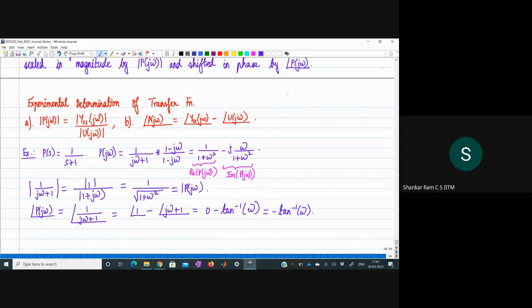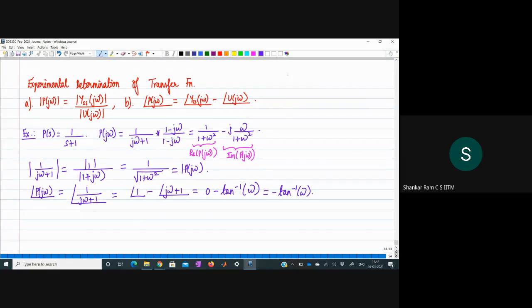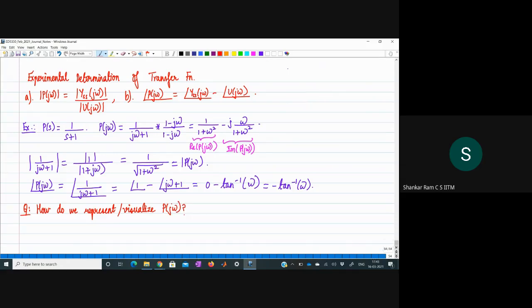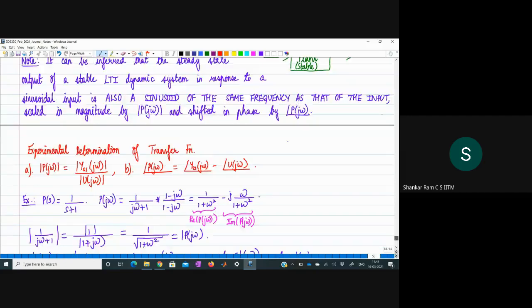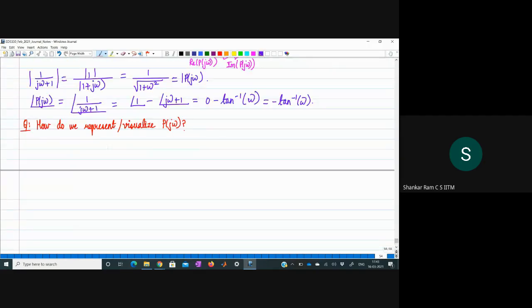So now the question that we ask: we can immediately observe that P of j omega depends on omega, right? How do we represent or visualize this sinusoidal transfer function? That is a very important question, because as we can immediately observe, P of j omega varies with omega.